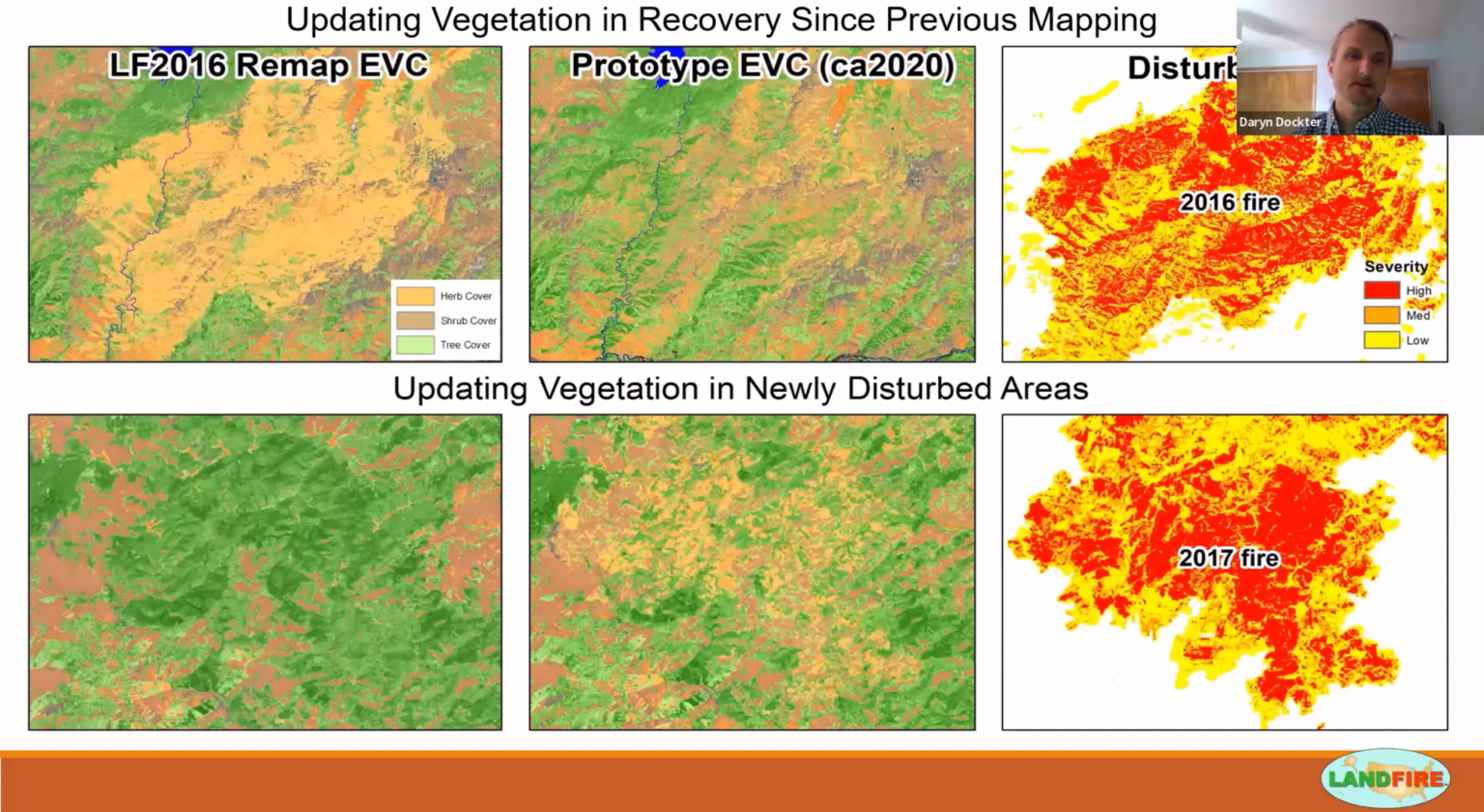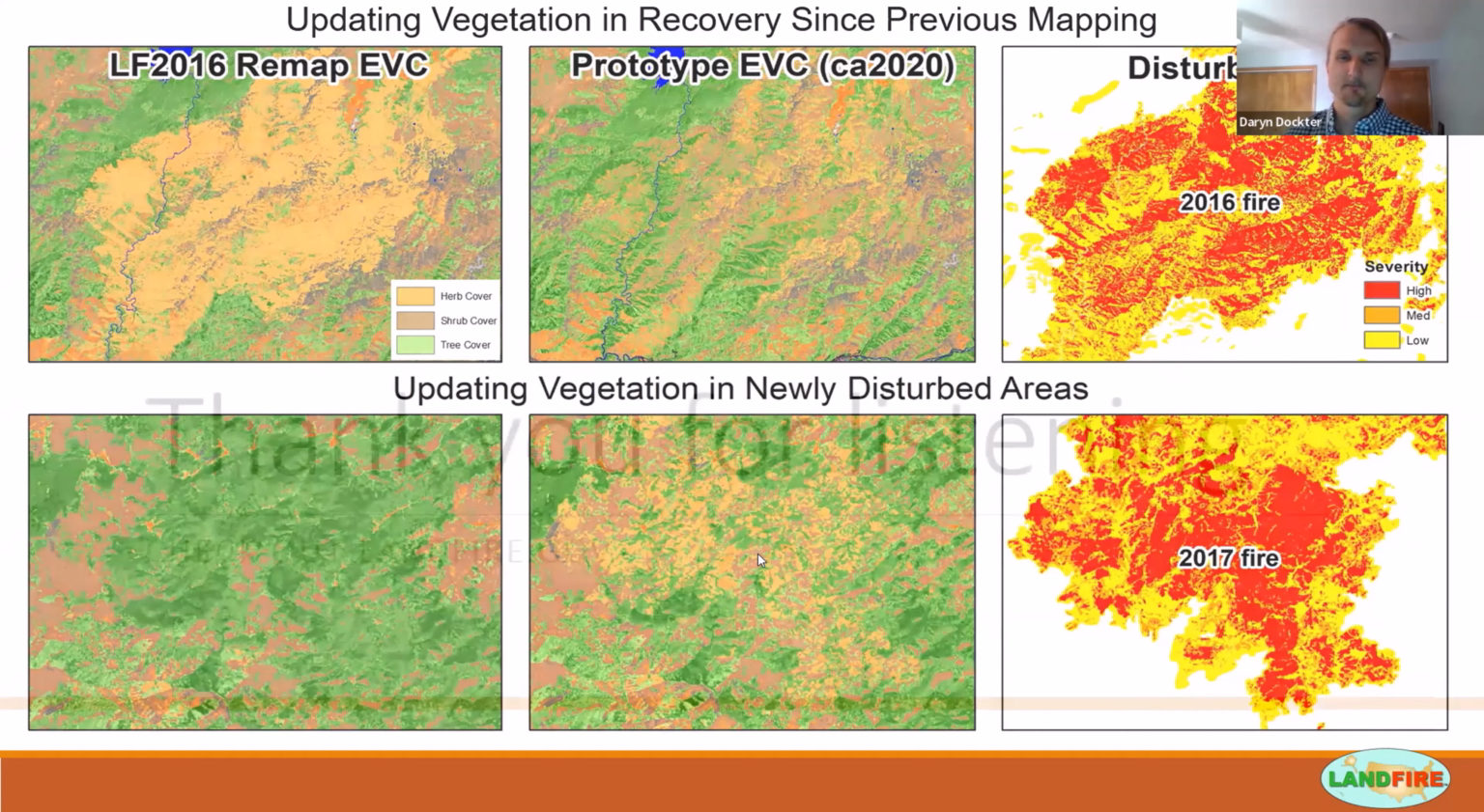And this figure just shows that idea. So in Remap, where we had a high severity fire and it was all herbaceous, we would use more recent imagery to model what's there, and then update the maps with those modeled results instead of just a heuristic transition rule set. So accounting for recovery and then new disturbances. That's all I had.